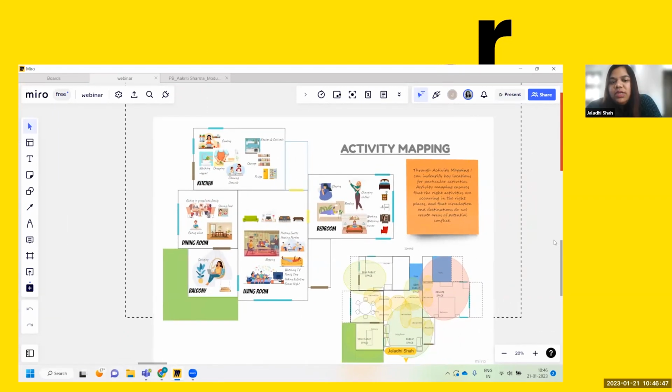Module 1 is all about understanding the fundamentals of interior design, and all the assignments and activities that we had done were based on that. Activity mapping actually helps us understand how activities happen in a space. So that was the assignment here.